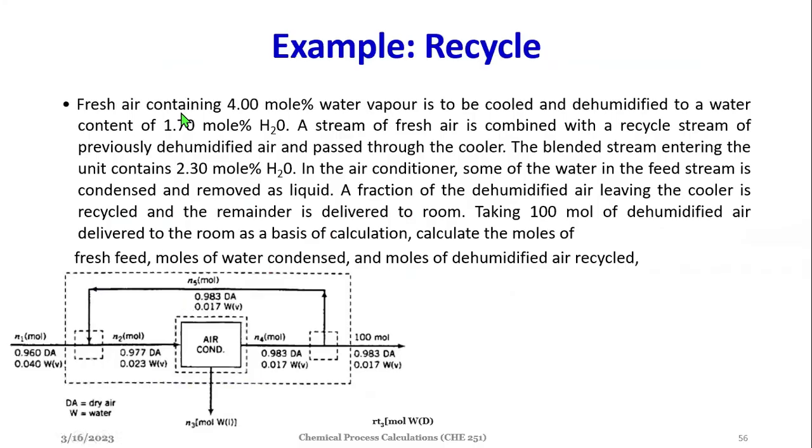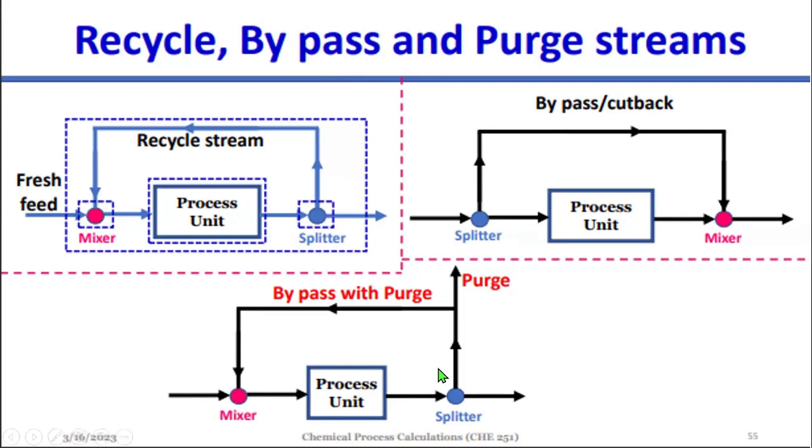So we have an example. You have a stream that contains maybe some nitrogen, some oxygen, and some other materials. But you don't want to send everything back to the process. You don't want to recycle everything. And you also don't want to send everything further to another unit. So what you can do is release some amounts of it. So that's what the page is talking about.